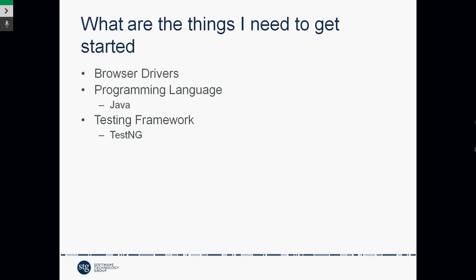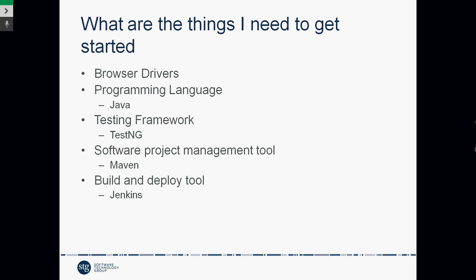Same thing with automation. So the testing framework we're going to talk about today is TestNG. There's other test frameworks out there. There's lots of different combinations that you can choose from. Maven, a software management tool, to build and deploy, and we'll use Jenkins. Okay, and we're going to cover this. For the code repository, you can use Git, Bitbucket, Subversion, any of these.